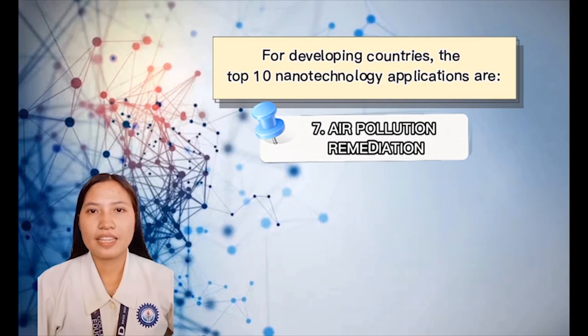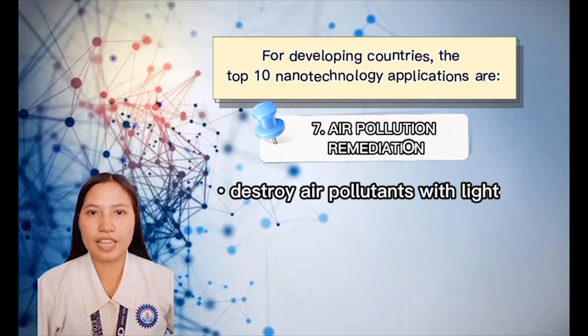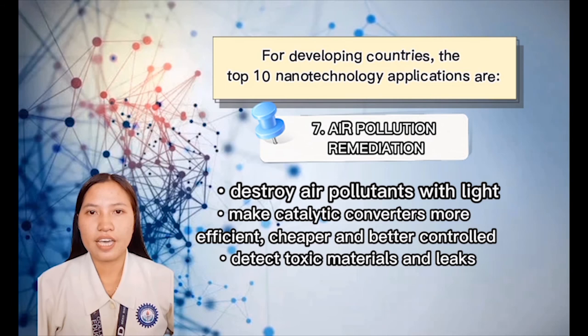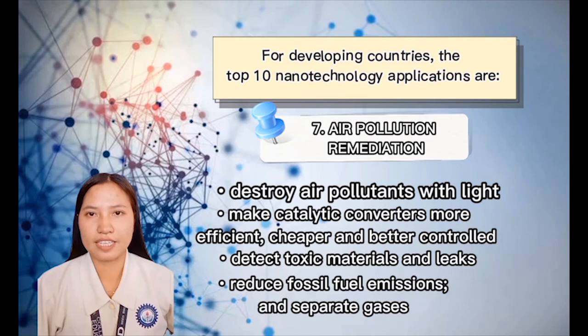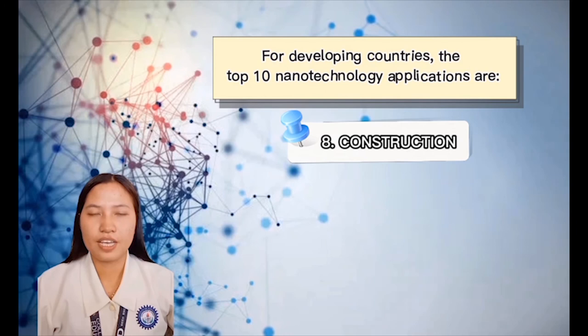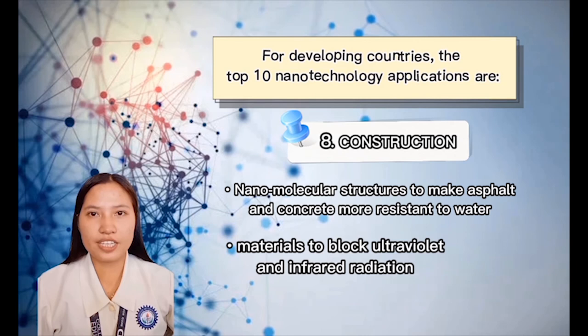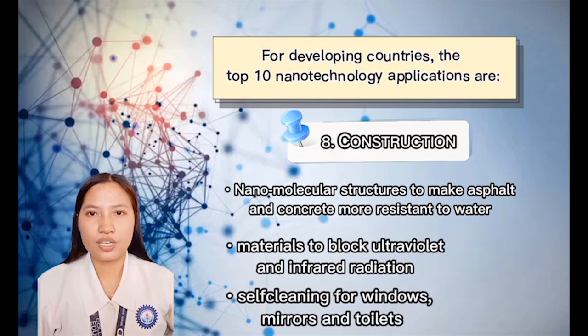Nanotech-based innovations that destroy air pollutants with light, make catalytic converters more efficient, cheaper, and better controlled, detect toxic materials and leaks, and reduce fossil fuel emissions and separate gases. Next is number 8, which is construction. Nanomolecular structures to make asphalt and concrete more resistant to water. Materials to block ultraviolet and infrared radiation. Materials for cheaper and durable housing, surfaces, coatings, glues, concrete, and heat and light exclusion. And self-cleaning for windows, mirrors, and toilets.